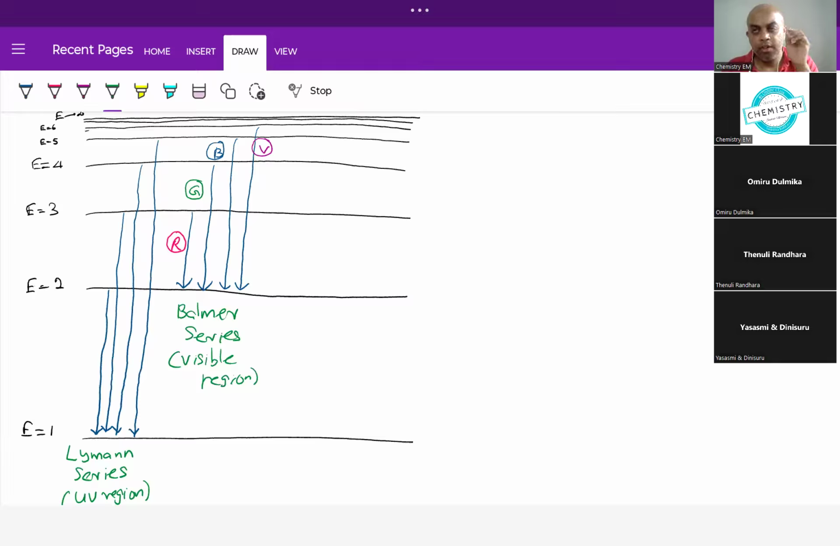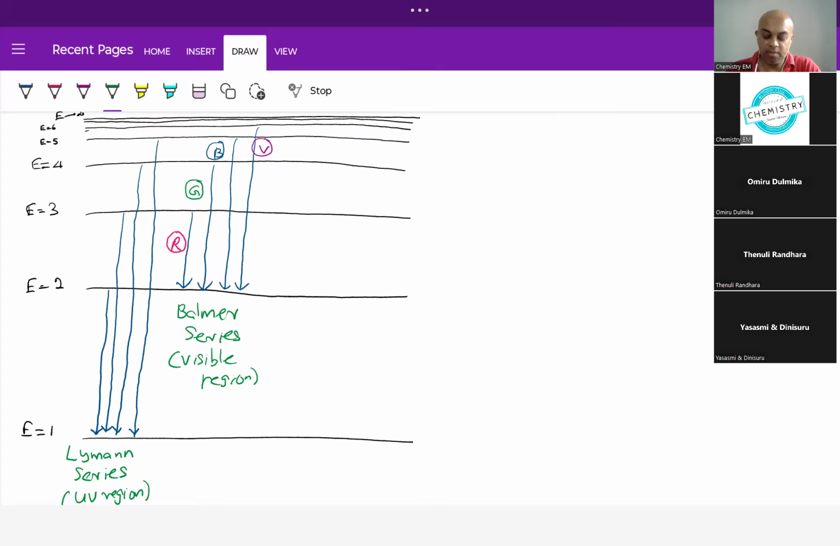Right? So whenever you ask, the red light corresponds to the E3 to E2 jump. Green light corresponds to the E4 to E2 jump. Blue color corresponds to the E5 to E2 jump. E6 to E2 jump corresponds to violet color. So this total series, this line spectrum, is called the Balmer series.